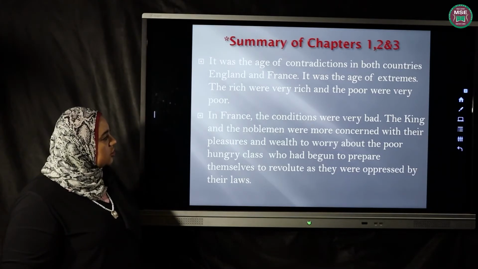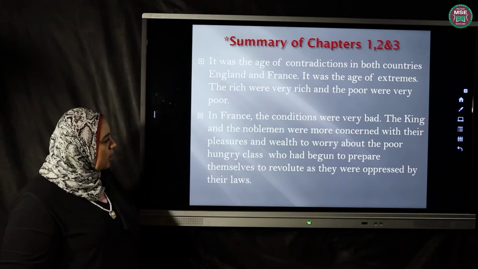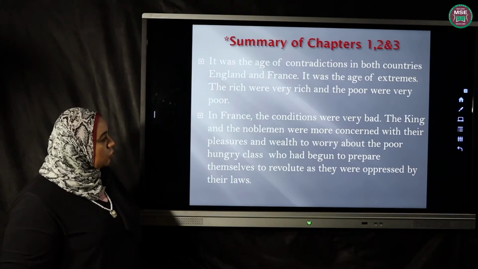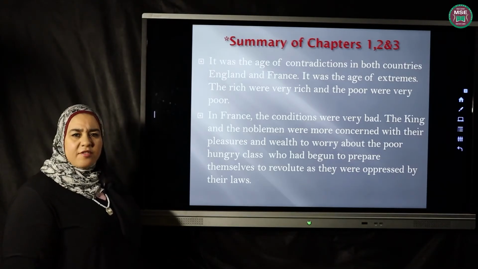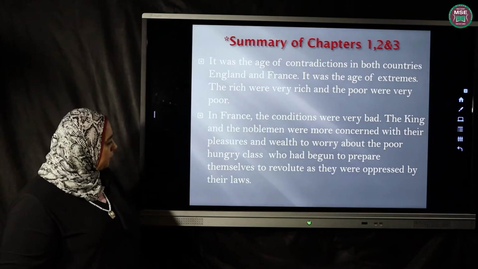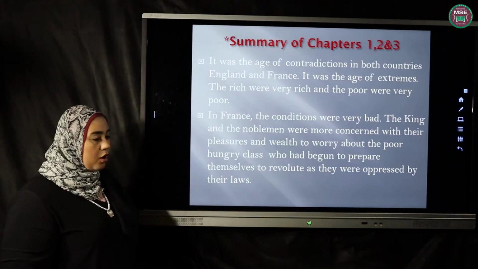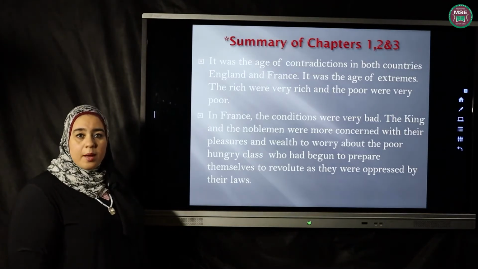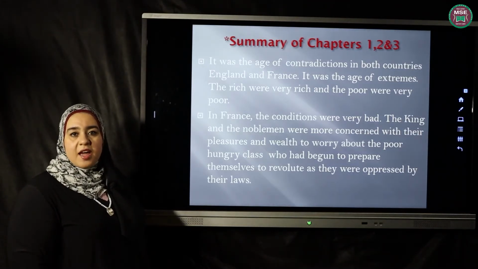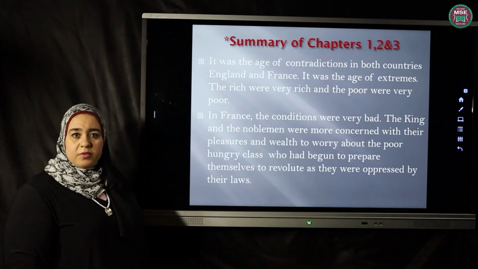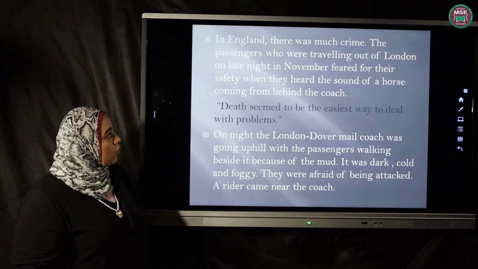In France, the conditions were very bad. The king and the noblemen were more concerned with their pleasures and wealth and did not worry about the poor. They never cared about the poor, hungry class who had begun to prepare themselves to revolt as they were oppressed by their laws. They were suffering from them. They never gave them any care, only made them servants, oppressing them, taking a lot of money from them as taxes. In England, there was much crime.